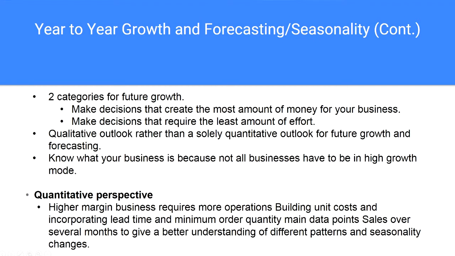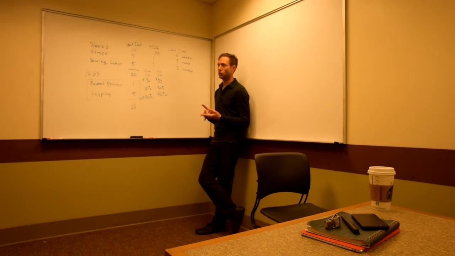I want to at least split it up into two main categories. One would be you can make decisions that make the most amount of money for your business. You also can make decisions that maybe require the least amount of effort. And that depends upon how much work you want to do in the business.